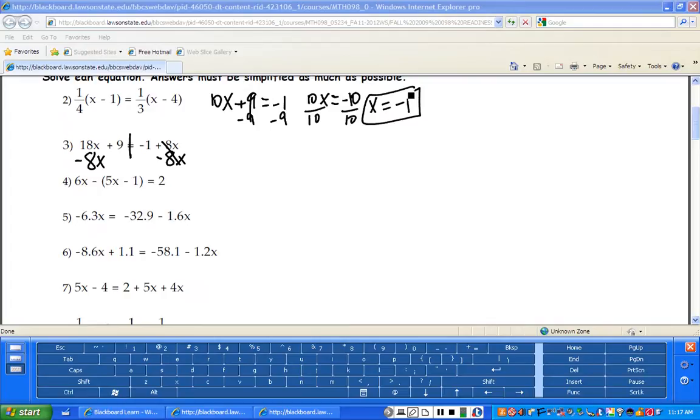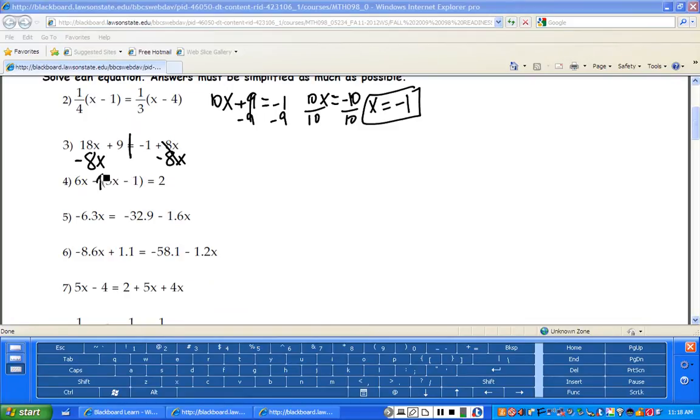Problem number 4. We notice we have this minus sign next to this set of parentheses. And anytime you see a minus sign next to a set of parentheses like this, that would be considered distribution of a negative 1. So basically what you have to do is imagine that there's a 1 right here. So this would be like saying negative 1 times 5x, negative 1 times a negative 1.